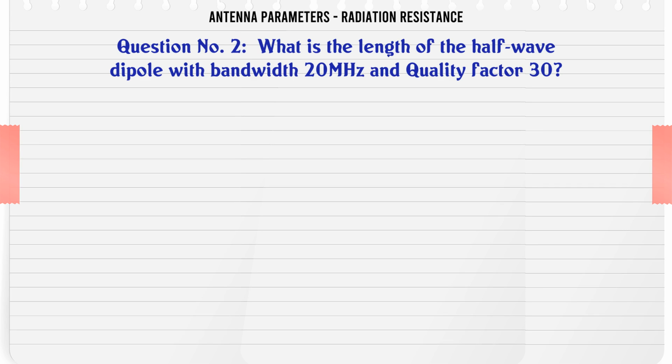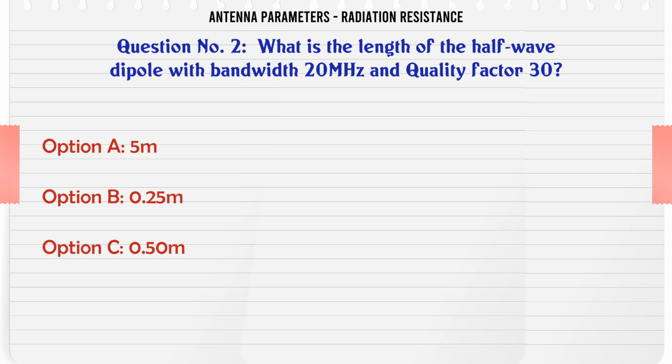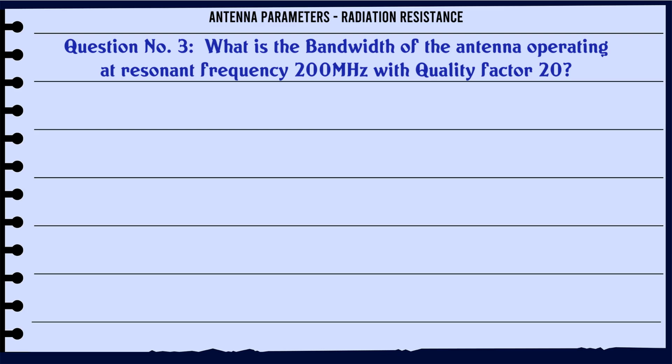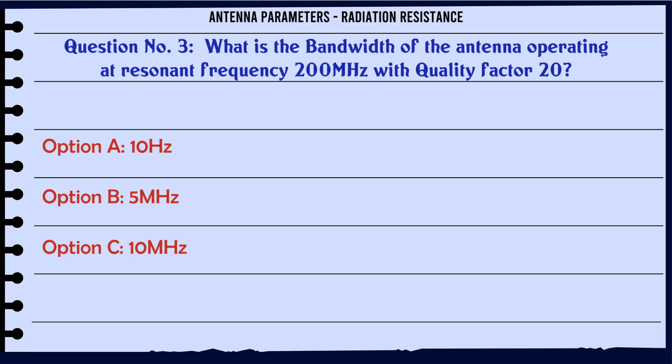What is the length of the half-wave dipole with bandwidth 20 MHz and quality factor 30? A. 5 m. B. 0.25 m. C. 0.50 m. D. 2.5 m. The correct answer is 0.25 m.